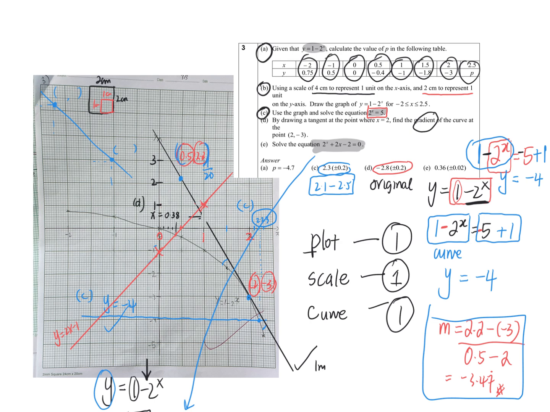This can easily be 10 or 11 marks if there are so many parts to the graph. So make sure you can do this.